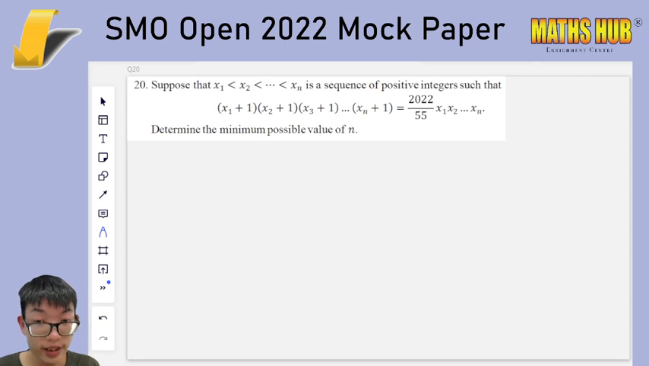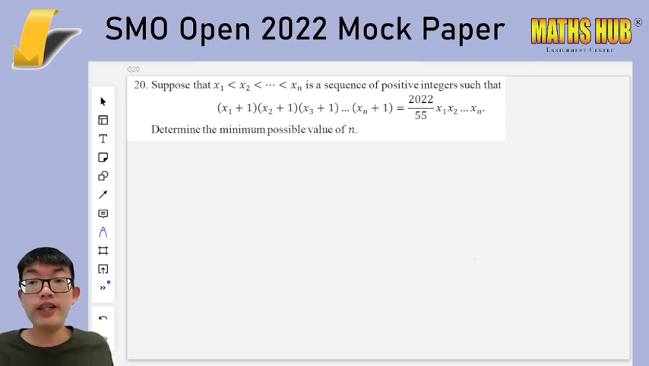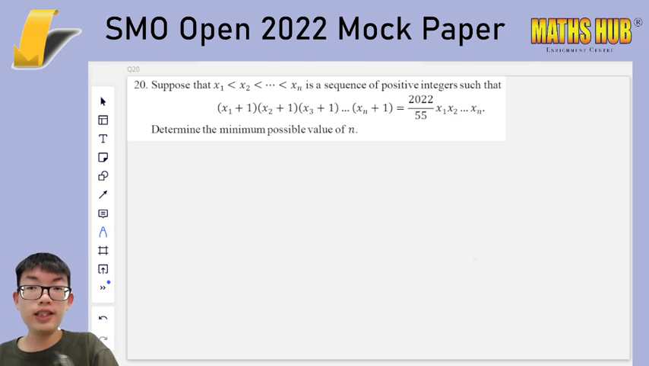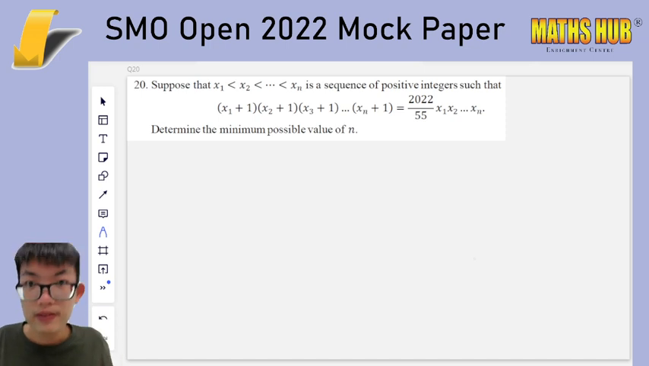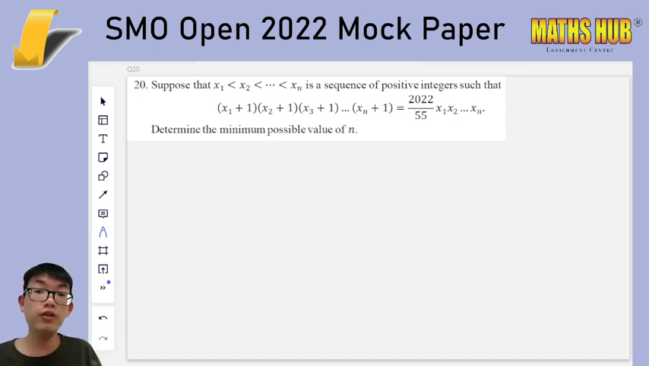Finally, question 20. Now, I have to say that for question 20, the idea of it is pretty close to an old IMO problem. But without having to give a proof, it is not that difficult to come up with an answer. So we are asked to find the shortest possible sequence of positive integers x1 to xn such that if we multiply together all of the numbers plus 1, it is 2022 over 55 times the product of the numbers themselves. In other words, the ratio of them is 2022 to 55.